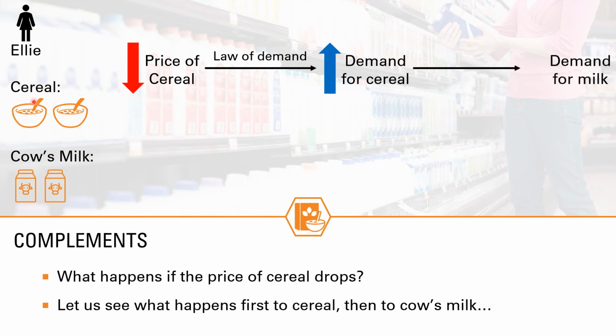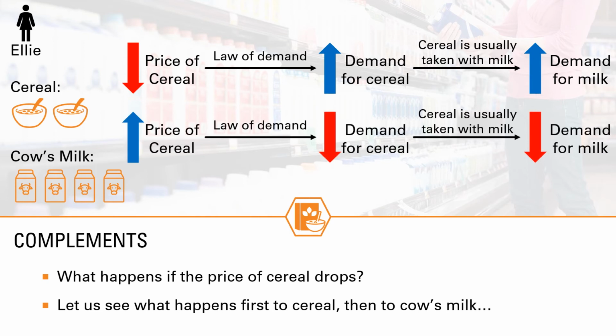Well, she's got more cereal now, so she'll probably want to buy more milk, right? The cereal is usually taken with milk. So that means she'll probably get more milk, so she could have more stuff with her cereal. So now that means the demand for milk increases. Does that make sense? I hope it does. Right? So when the price of cereal decreases, the demand for cereal increases. And because we take cereal with milk, the demand for milk also increases. Okay? I hope that's clear.